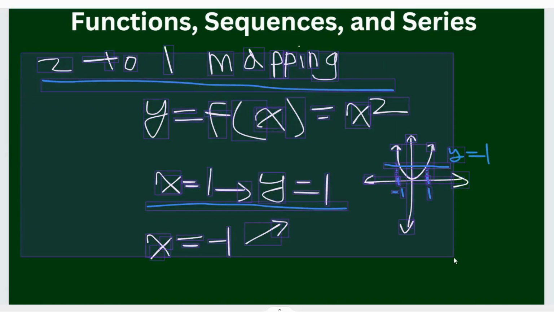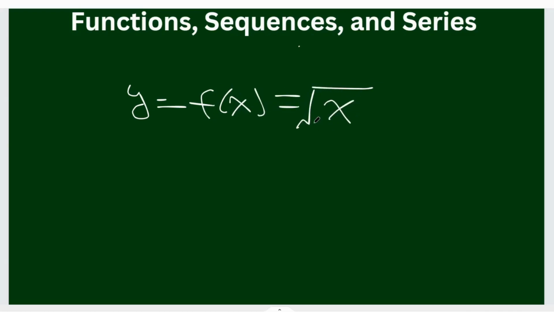Let's go on to another example with square roots. So, for example, y equals f(x) equals the square root of x. So, what does this graph look like? Well, this is the positive square root. So if we're only taking the positive, then we're only taking this part of the graph. And is this a function?